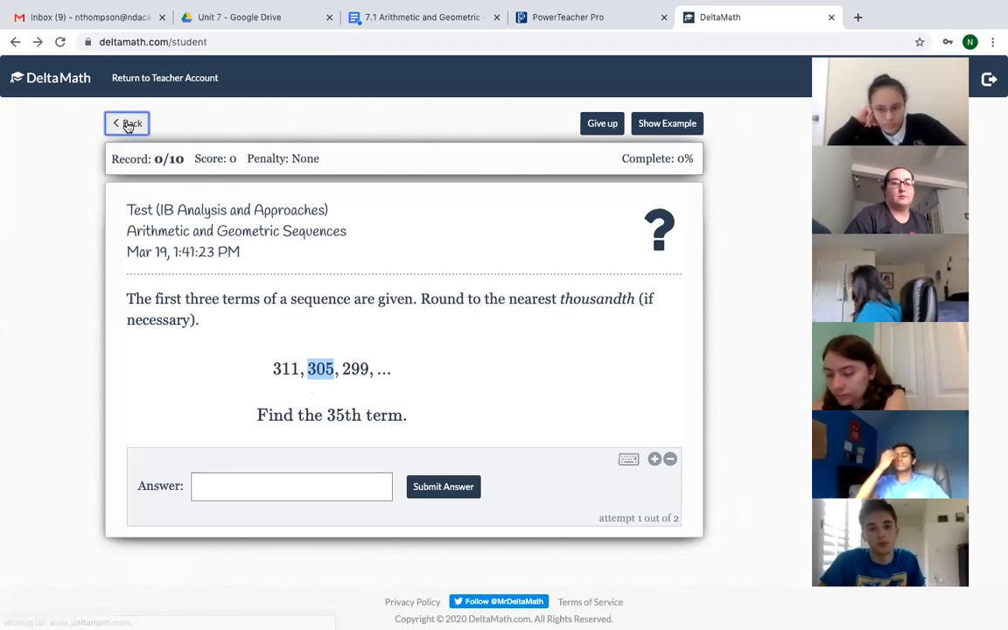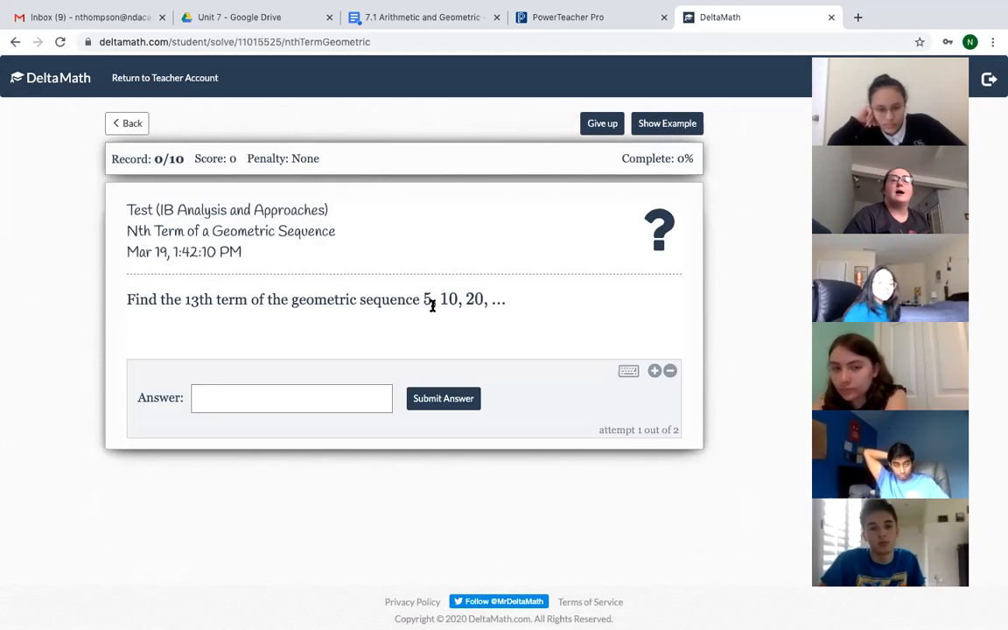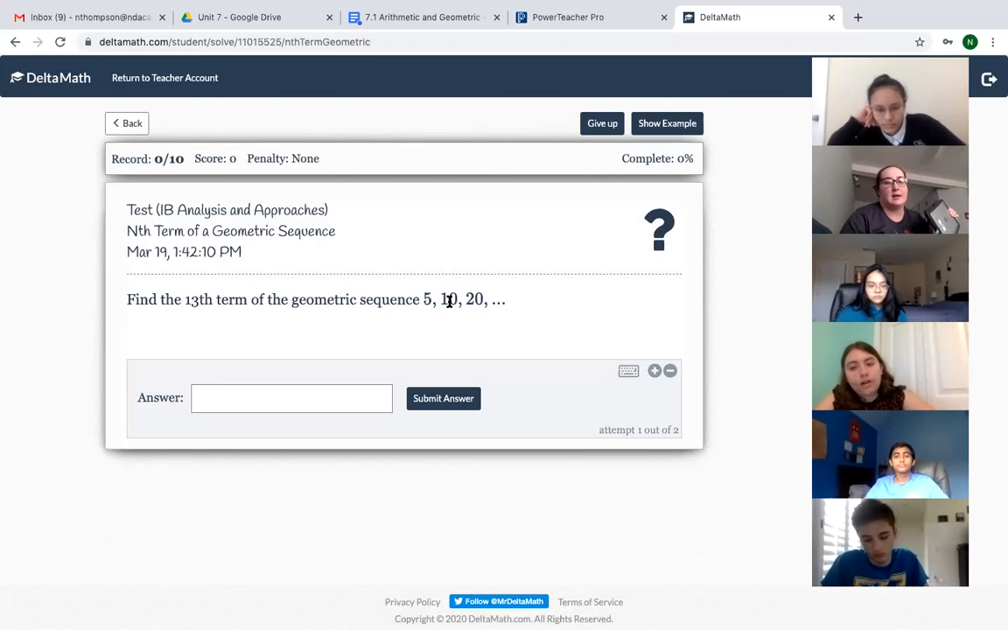Let me just go straight to a geometric one. But this one, you could do the same thing and do what's 10 divided by 5? 2. And then what's 20 divided by 10? 2. So that would be your common ratio. So there is always a pattern. So the way to find it is by subtracting or dividing, to figure out what the common difference or the common ratio is.